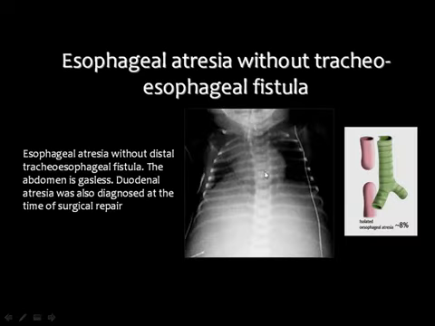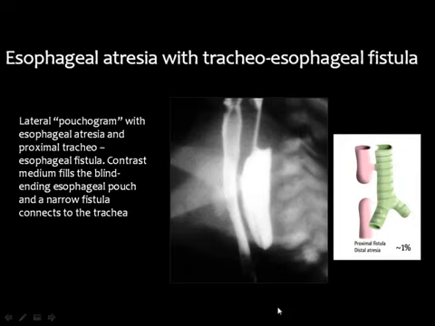But if you see that the nasogastric tube is stopping upward in the esophagus, where a blind pouch is present, and you look in the abdomen, you don't see any air pattern, then you know that there is no communication between the esophagus and the trachea, and this is without tracheoesophageal fistula.